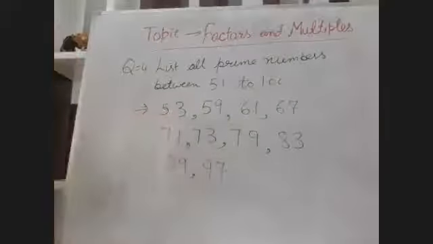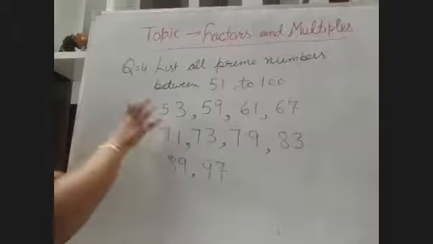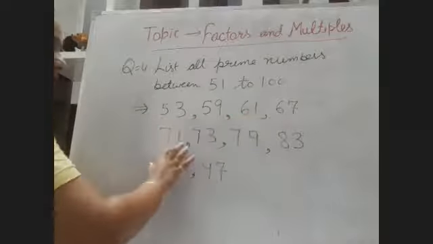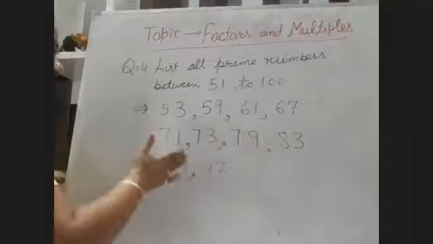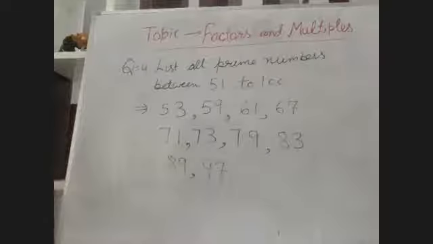So these are all prime numbers between 51 to 100. These numbers have only two factors. That's why these are prime numbers: 53, 59, 61, 67, 71, 73, 79, 83, 89, and last 97.